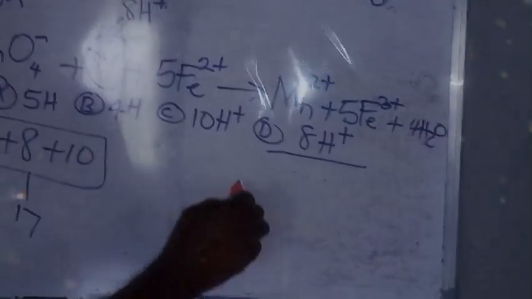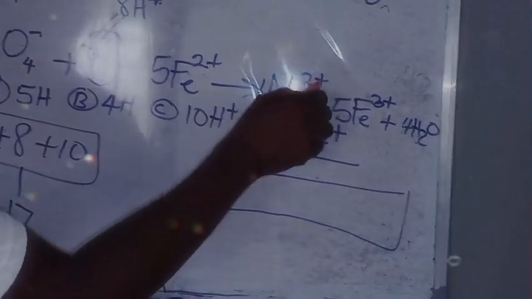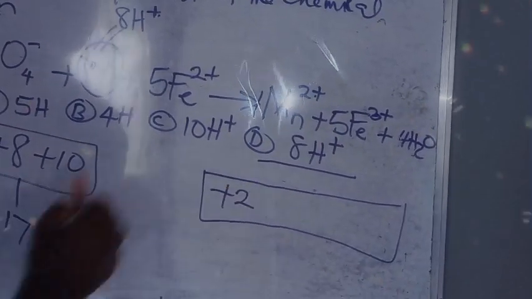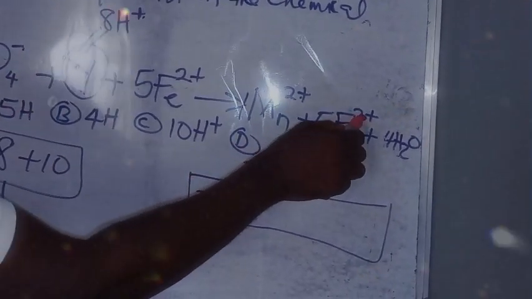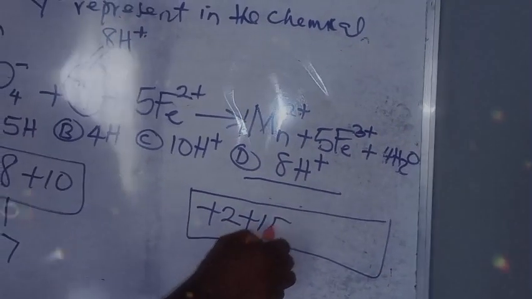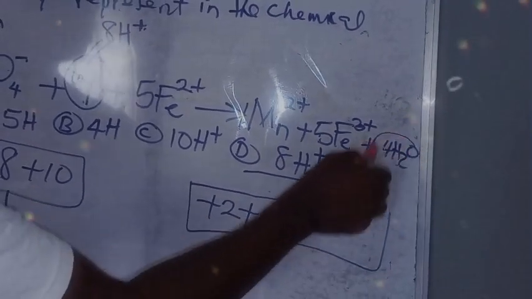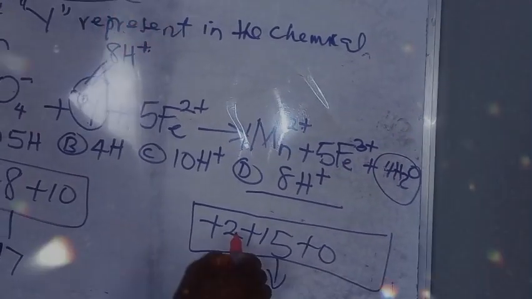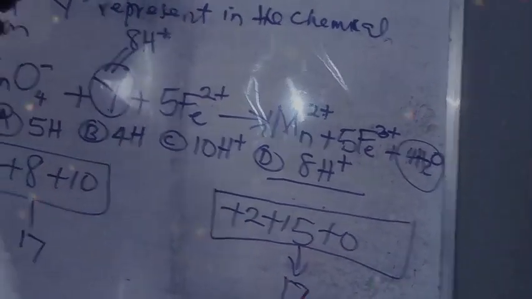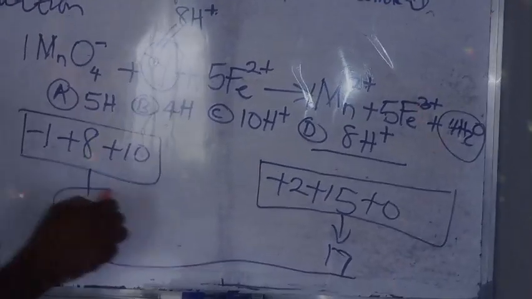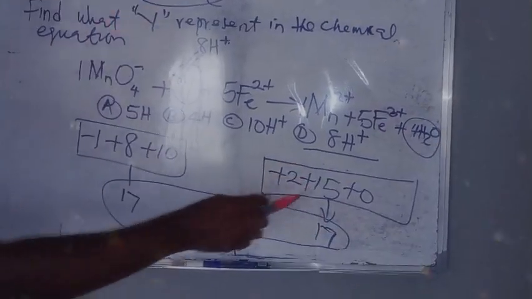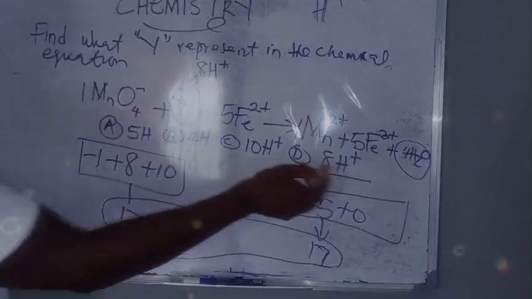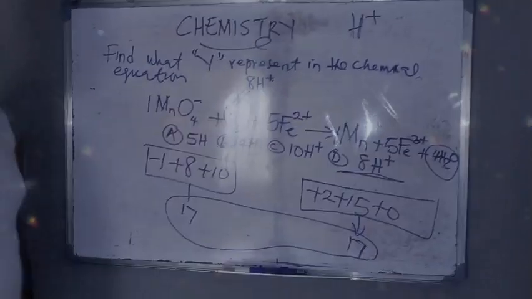Now let's see this side. Okay? This side now. This 1 is there. 1 times this, that's +2. 5 times +3, that's +15. Then this one is a water molecule, no charge, that is +0. So this gives us what? 17. So you can see that it is balanced in terms of charge at both the reactant side and product side, which confirms that this answer is the correct answer.